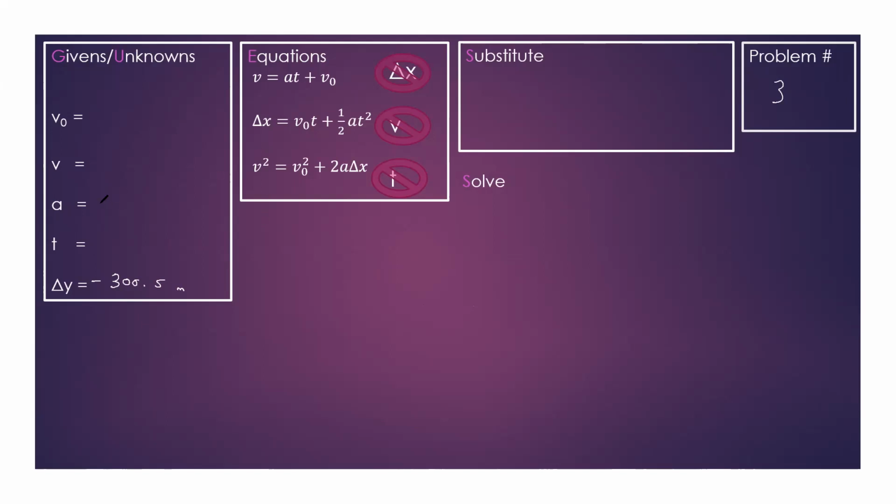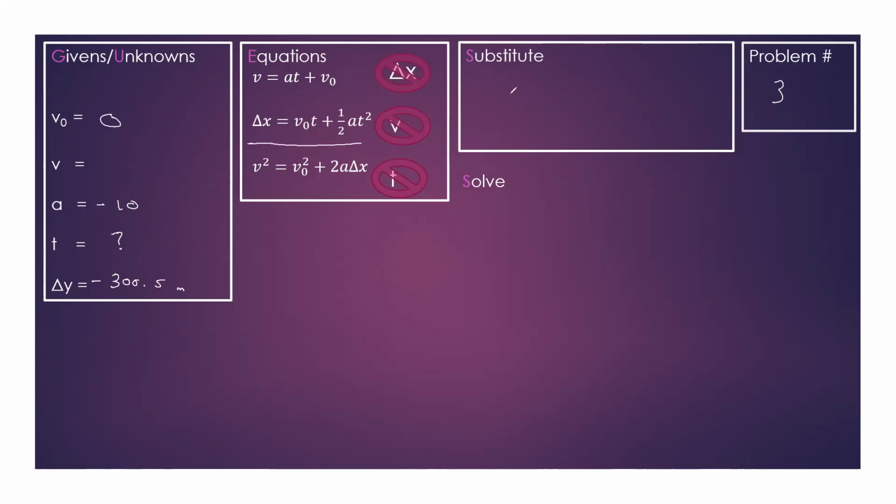It's falling, so we're going to just say A is negative 10. Calculate how many seconds the croissant is dropped before it hits you in the head. Again, it's dropped here, so V naught is 0. And so we don't care about V, so we're going to use the same equation we used for problem 2.